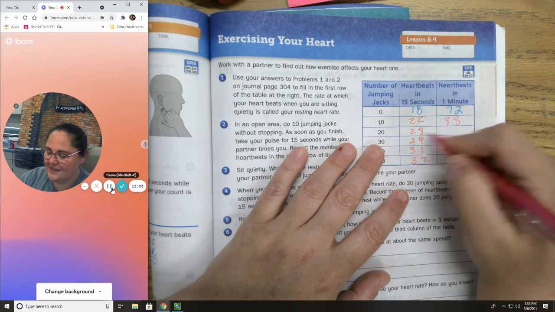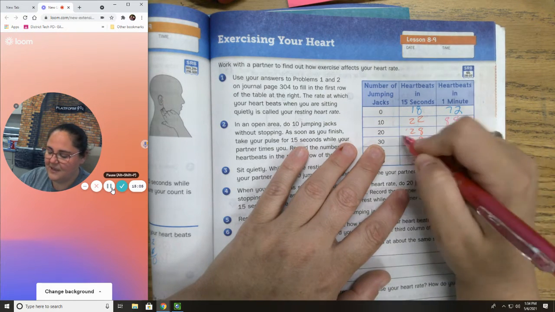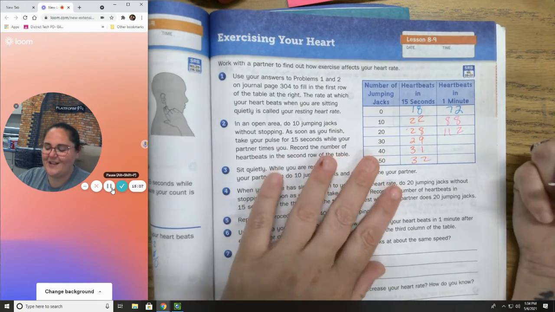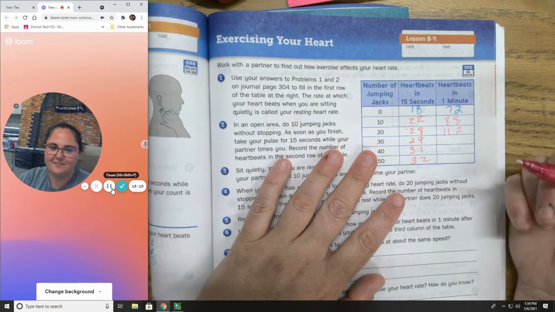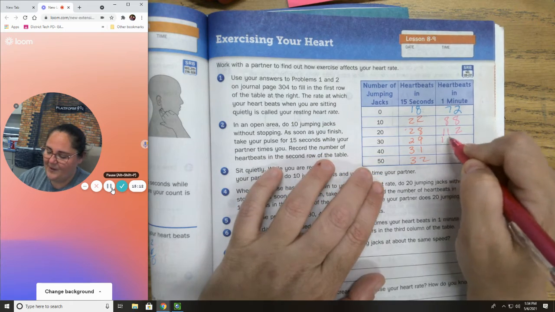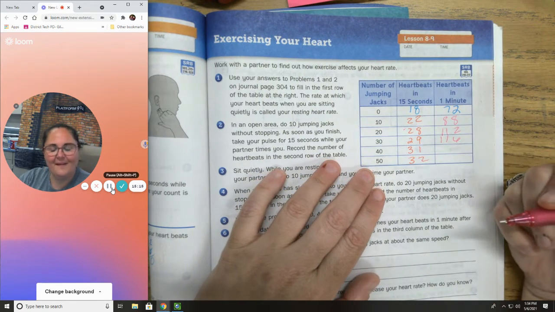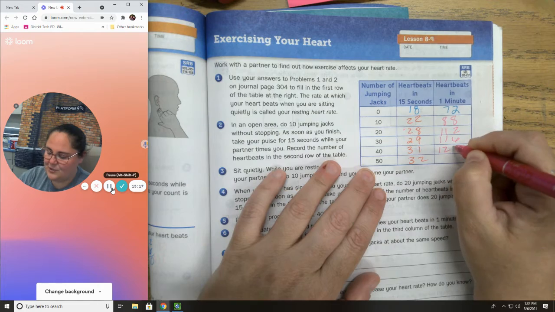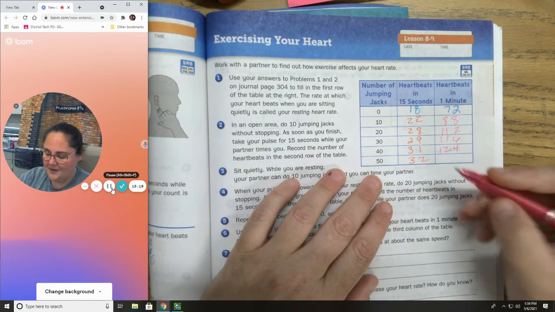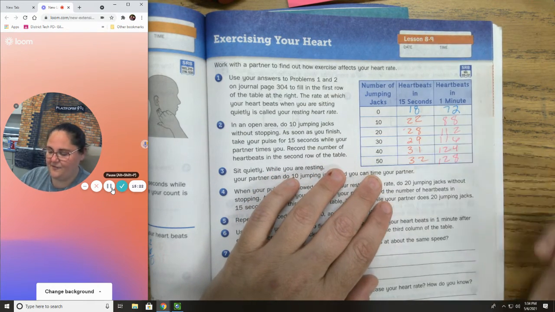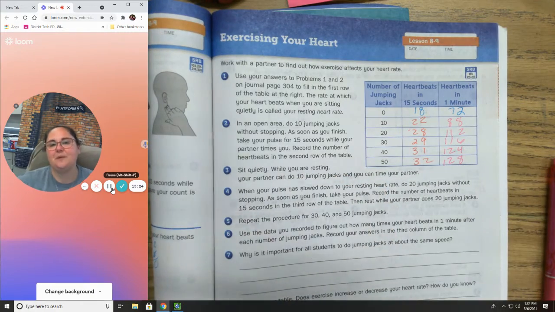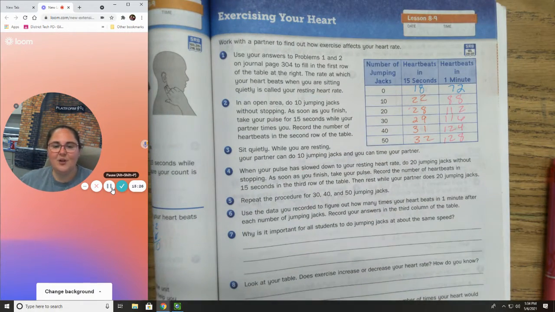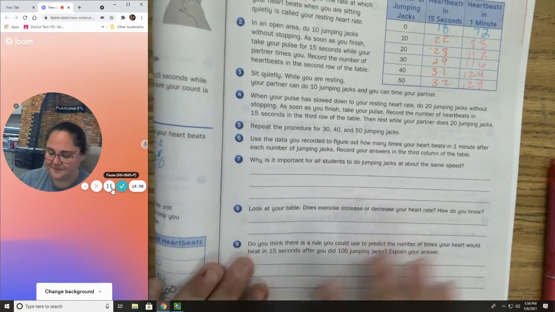After more jumping jacks, his heart rate went to 112 beats a minute, then 116 beats per minute, 124 beats per minute, and 128 beats per minute. So after 50 jumping jacks, my friend was able to get his heart rate up to 128 beats per minute. Craziness. It's awesome.